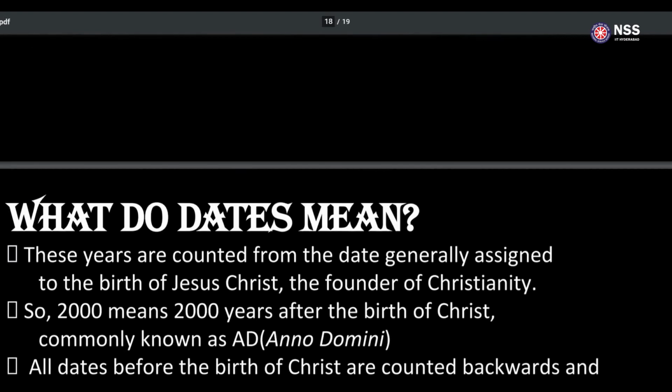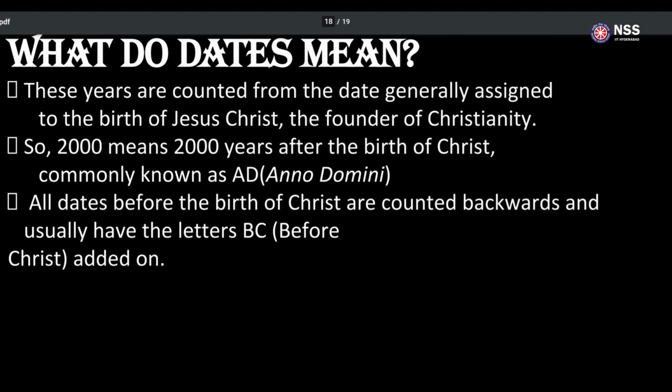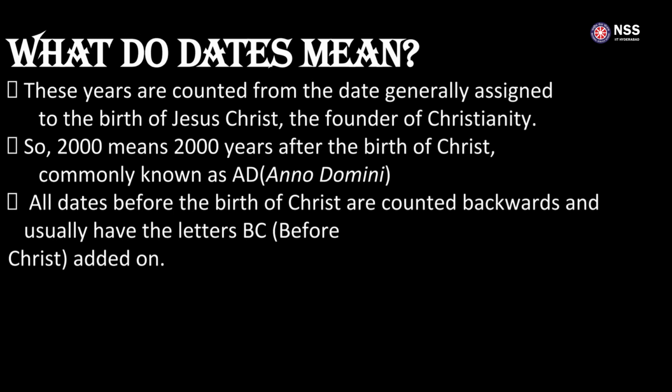And then what do dates mean? So we have the year 2020 running right now, right? What is 2020? From which point of time is it calculated? Does it mean the earth was formed just 2020 years ago? No, it was formed millions and millions of years ago. But from which point of time is 2020 counted? What point of time is taken as reference?